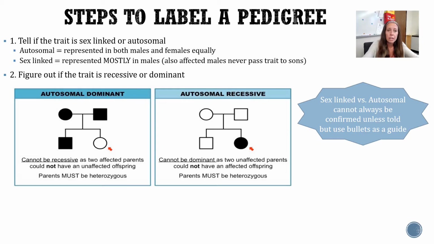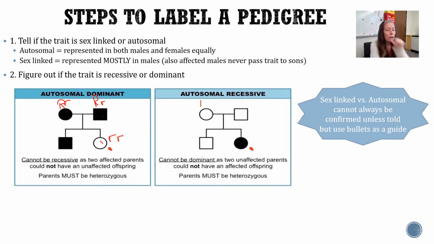So to figure out if a trait is dominant or recessive, we're going to look at these 2 charts. If you have 2 parents that have a trait and an offspring that does not, right, this trait is dominant, because they must be a big R, a little r, and a big R and a little r. So then this kid is little r, and they don't have the trait. So that makes the trait dominant.